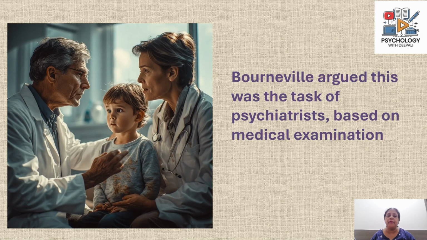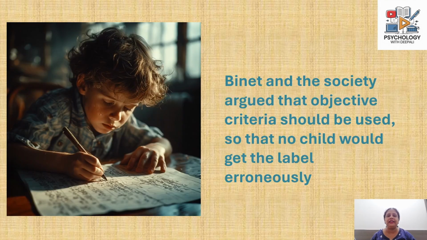So, Bournville basically believed that the way to know whether a child has a learning problem is by assessment or a medical examination by a psychiatrist. But Binet and the society which he was a part of did not agree with this, because they felt that there should be certain objective criteria used to evaluate whether a child has an intellectual deficit or not. And because of this process, there should not be any child who is wrongly or erroneously labeled as having intellectual impairment when he or she may really not be having any impairment at all.